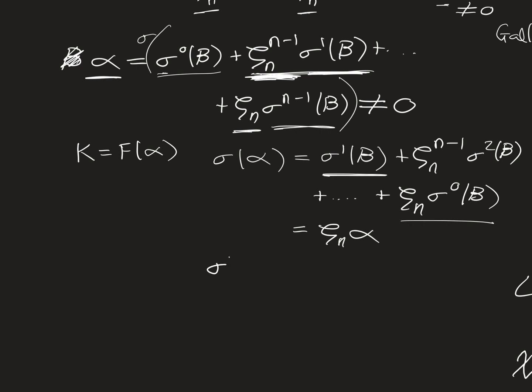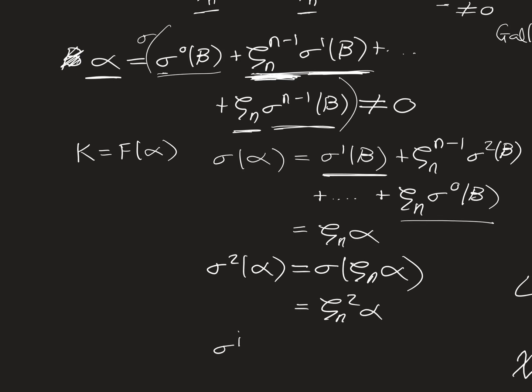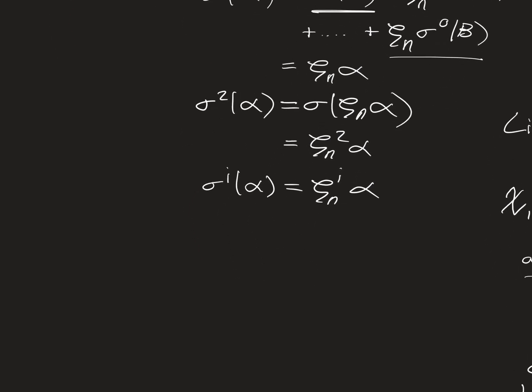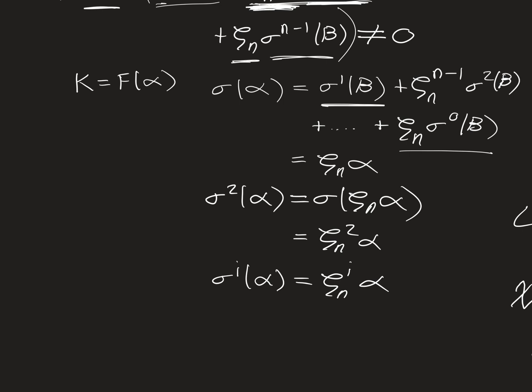So then what is sigma squared of alpha going to equal? Well, again, just act sigma now on zeta n times alpha, which is what sigma of alpha was. Zeta n is going to be fixed because it's in the ground field, so this just becomes zeta n times sigma of alpha, so it just becomes zeta n squared times alpha. And then by induction you can see that sigma i of alpha is going to map alpha onto zeta n to the i times alpha. So we see that alpha has n Galois conjugates in the field K.